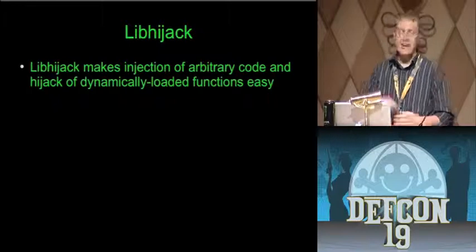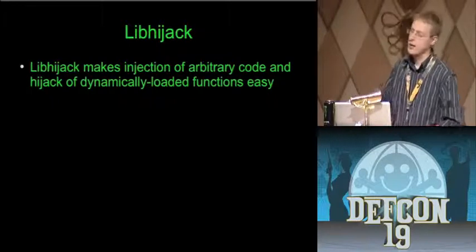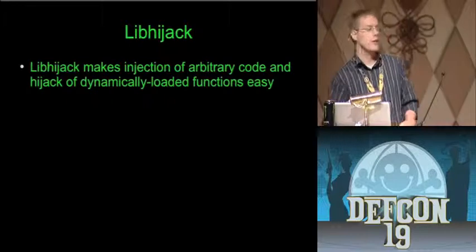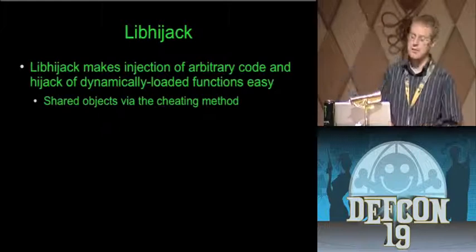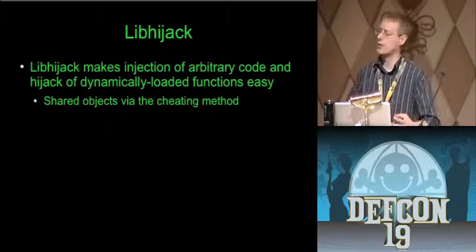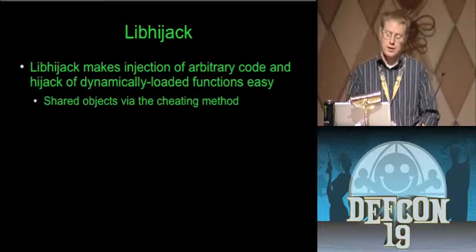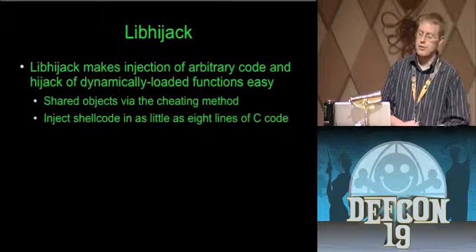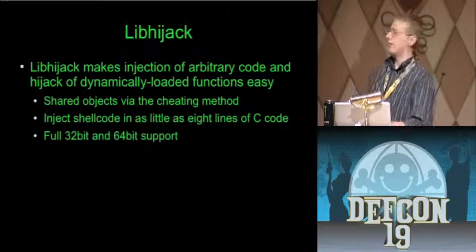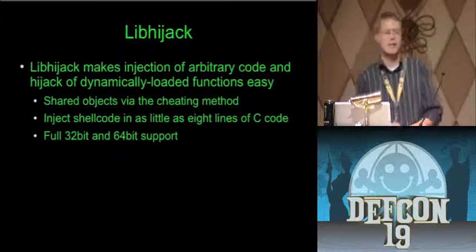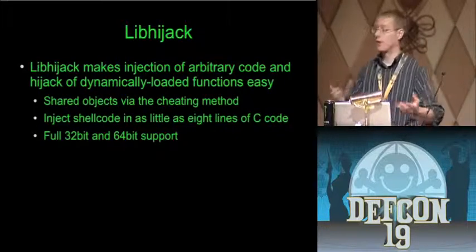Libhijack right now is around 1,800, 1,900 lines of code, and I've made it so easy for you that you can inject your shellcode in as little as 8 lines of C. It loads shared objects via the cheating method right now because the real way is really hard to do. It has full 32-bit and 64-bit Linux support on the Intel platform, so that includes AMD as well.